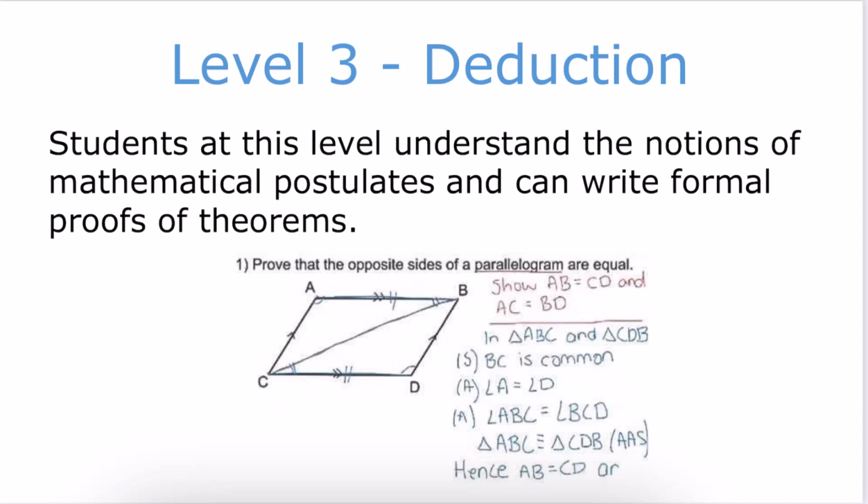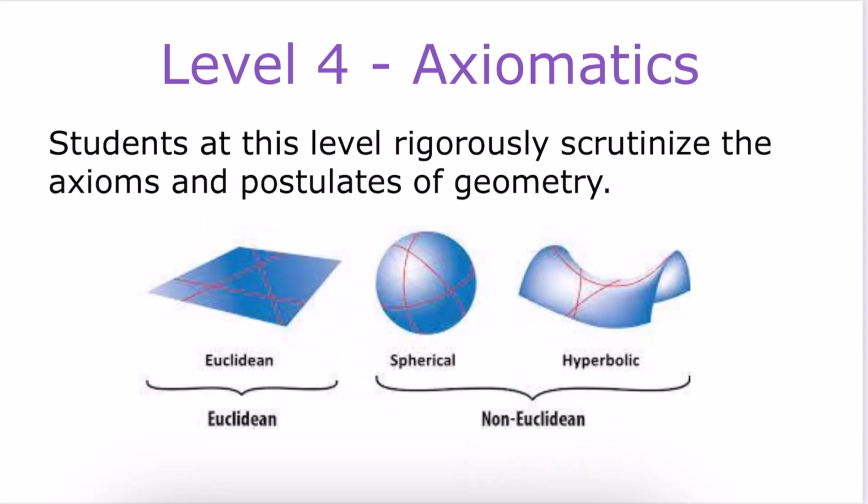But this is the level that you guys will be operating at in this class as you make your videos about why certain formulas work or why certain concepts work the way they do. So this is the level that you guys will be operating at. And then level 4 is axiomatics. And like I mentioned a little earlier, basically the only people who actually get to this level of geometry are usually math majors or people who are going to grad school for math.